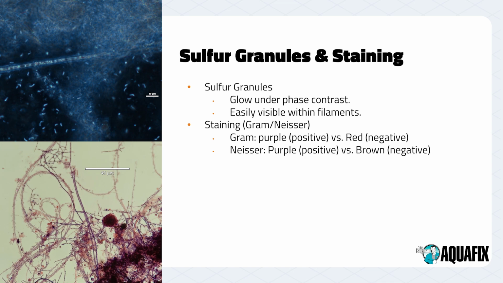Staining is a very useful tool to have in your tool belt for identifying filaments. Primarily when you're doing identification via staining, you're going to be doing gram staining or Neisser staining. It's important to remember that gram stain is going to be purple if it's gram positive and red if it's gram negative. And the Neisser stain is going to be purple if it's Neisser positive or brown if it's Neisser negative. And these indicators are going to be useful in identifying your filament.